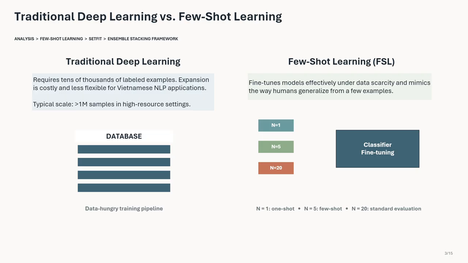Traditional deep learning often needs thousands or even millions of labeled samples. This is difficult for Vietnamese NLP tasks. Few-shot learning is different. It tries to learn from only a few examples, such as N1, N5, or N20 examples per class. This is useful because it is closer to real-world situations. In many projects, we do not have enough labeled data, but we still need a good model.